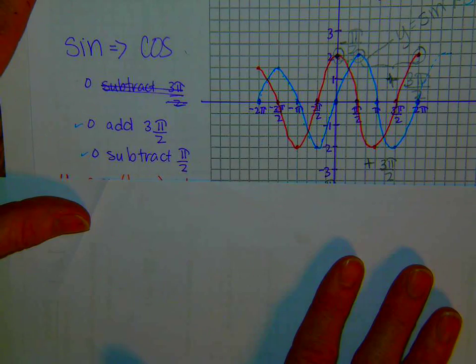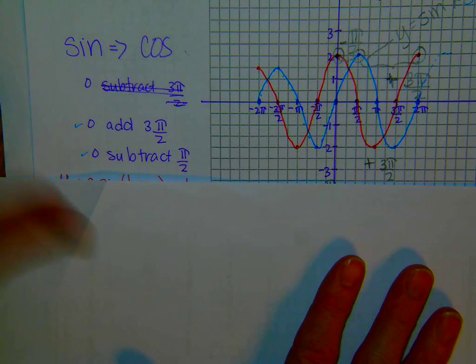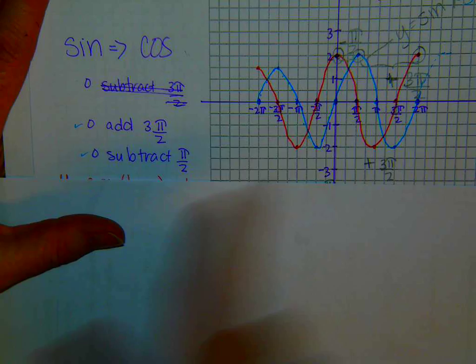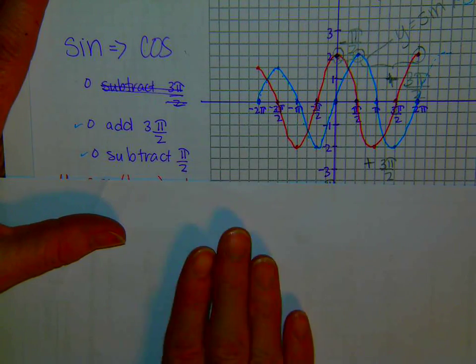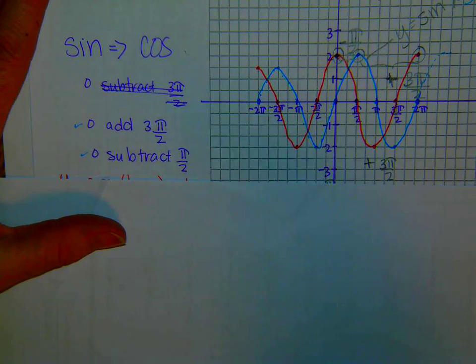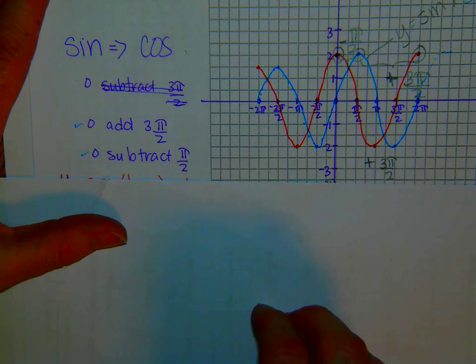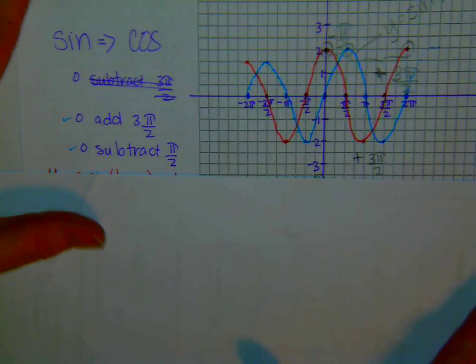What we want to do today is talk about writing functions, writing a sine or cosine function as the opposite function. So if I have a cosine function, I want to write that very same function as a sine function. If I have a sine function, I want to write it as a cosine function. So let's see why we can do that.